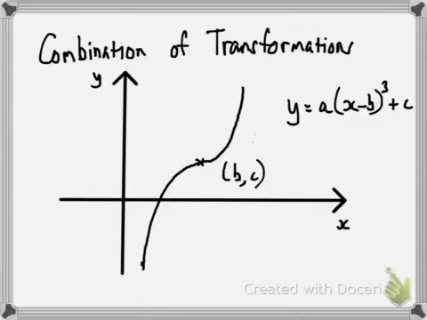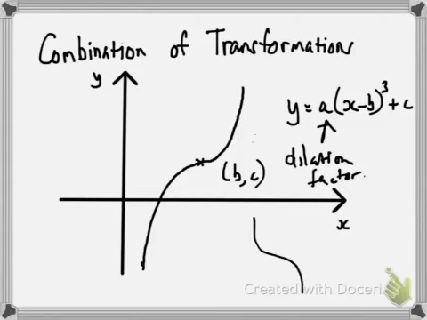And so we get our combination of transformations here. That's our dilation factor again. And of course, if a is negative, we get a negative cubic going the other way, like that. Left-right shift: a negative takes us to the right, a positive takes us to the left. Up-down shift: positive up, negative down.